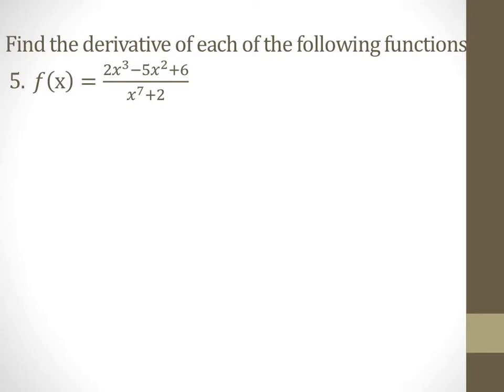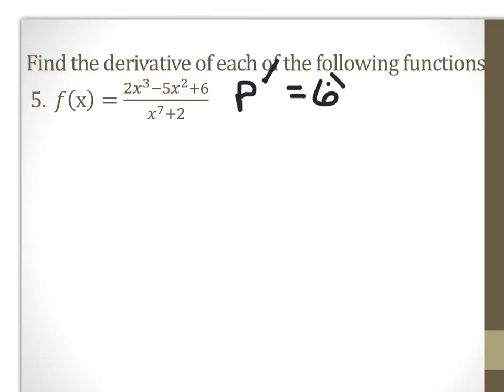Now for this one, we can't factor the numerator to be able to divide out the denominator. We're going to have to use the quotient rule. So if we call the numerator p, let's find the derivative of the numerator, the derivative of 2x cubed, bring the 3 down, you get 3x squared.